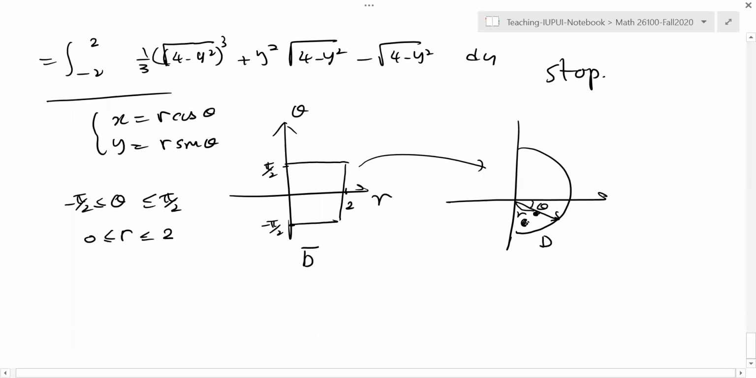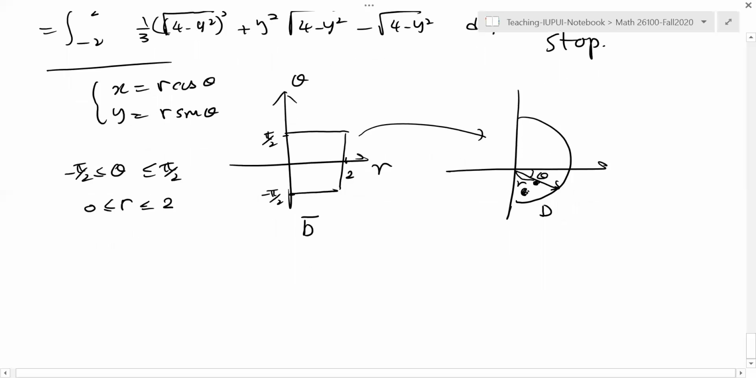Now it's very clear. We already know that D bar is a pre-image of D under this transformation. This transformation changes a rectangular region to a semicircle. So what we're trying to do is a two-dimensional substitution. Here you have a double integral of the function.